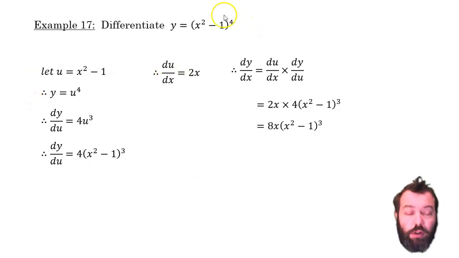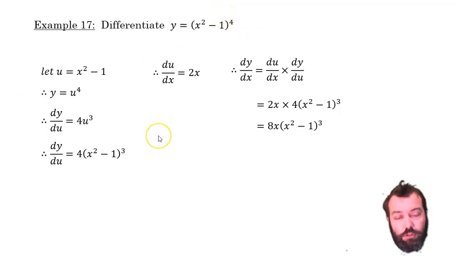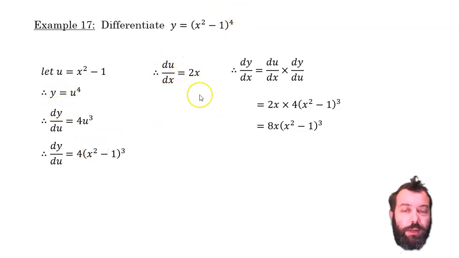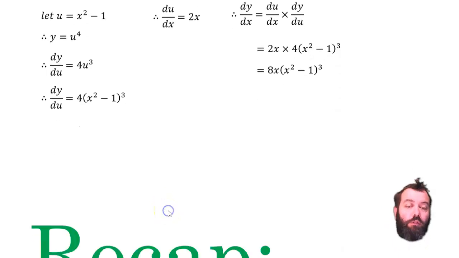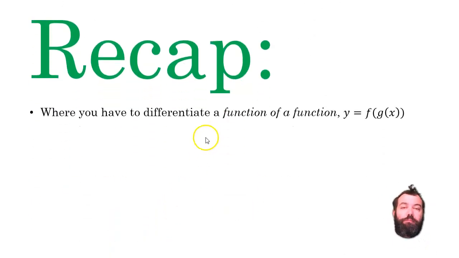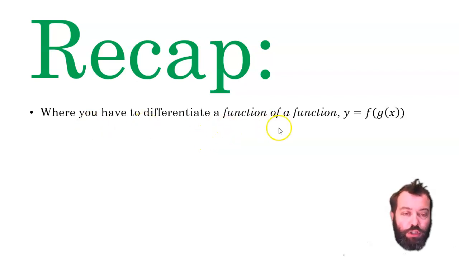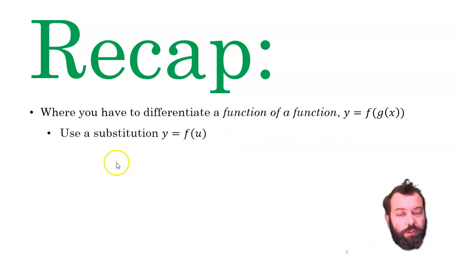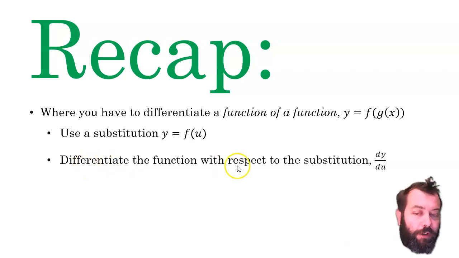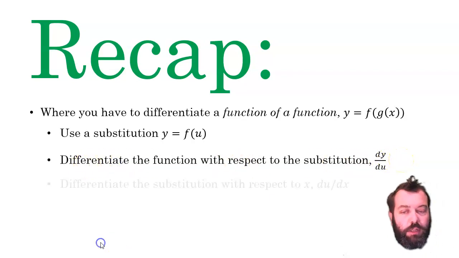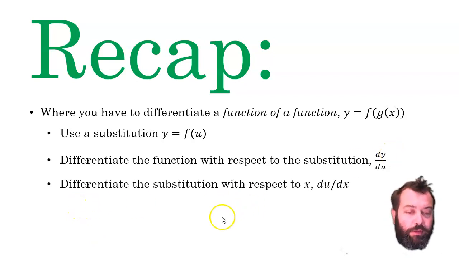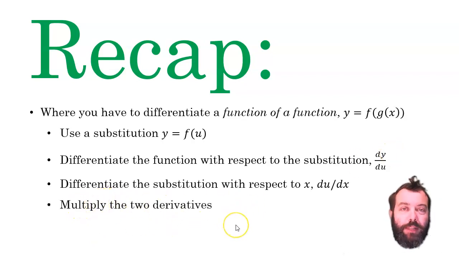Recognize it's a function of a function. Choose a substitution. Differentiate the function with respect to the substitution. Differentiate the substitution with respect to x. Multiply those two derivatives together, and that's the derivative of the function. Let's go over that again. To differentiate a function of a function, we use a substitution. Differentiate the function with respect to the substitution. Differentiate the substitution with respect to x. Multiply those together. That's all.